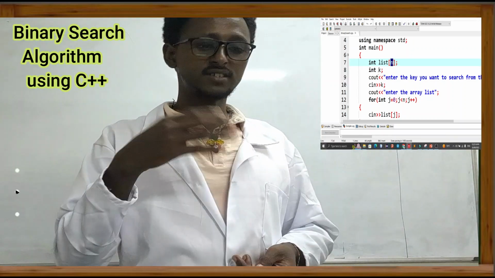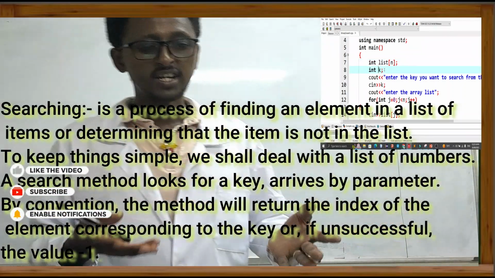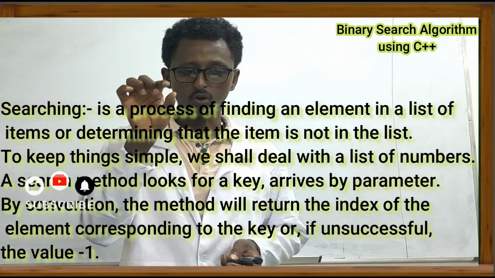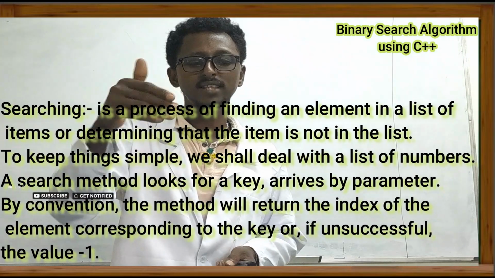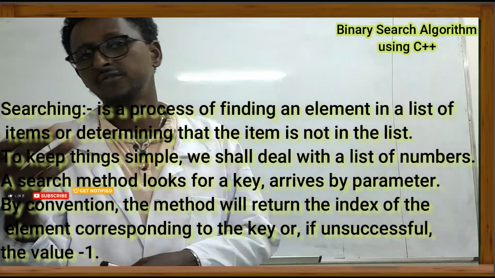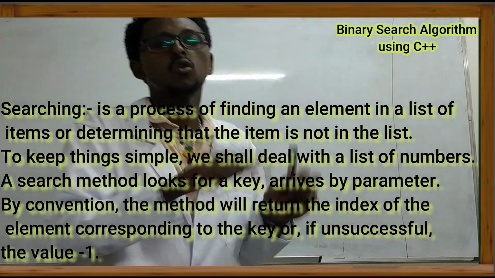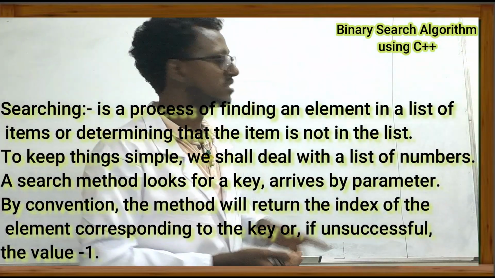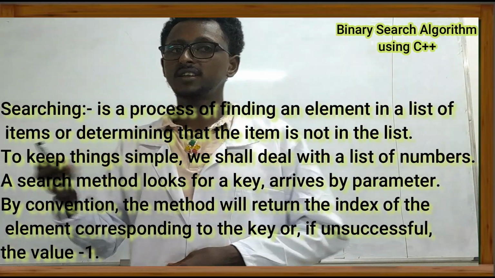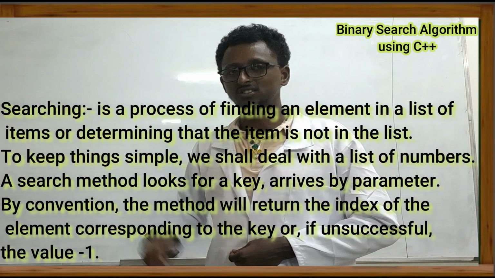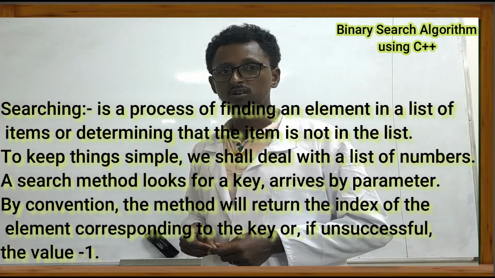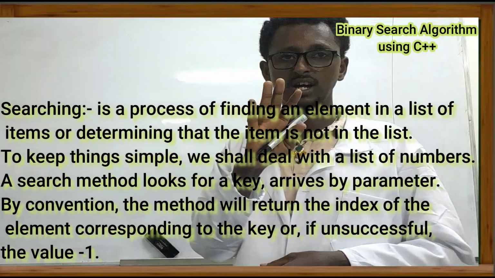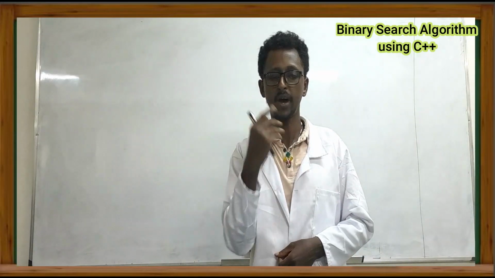So basically, as an introduction, what does searching mean? Searching is the process of finding an element from a list of items, or determining that the item is found or not found. Is the item found in the list or not? If it is found, where is it found? At which index is the required target or the required key found in the list? To do this, we use the binary search algorithm, the second type of searching algorithm, after simple searching, which is called binary search.